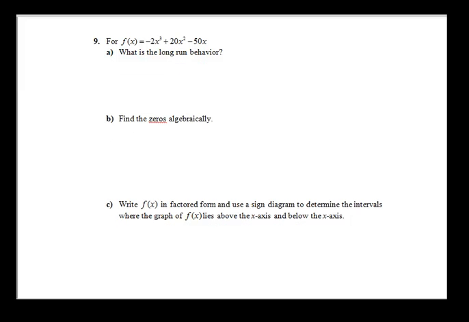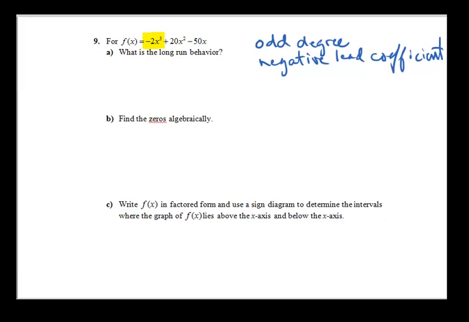Now in number 9, we actually have an example of a polynomial. This one happens to be negative 2x cubed plus 20x squared minus 50x. And why did I highlight negative 2x cubed? Because that leading term gives me the degree and the lead coefficient. So this one has an odd degree because that's a 3 there, which is odd, and it has a negative lead coefficient.